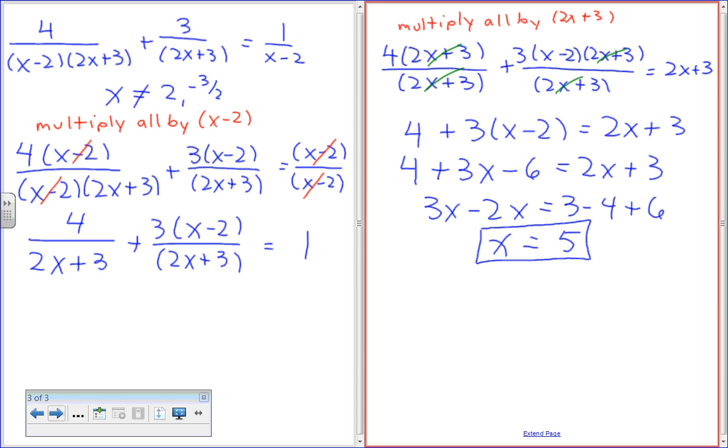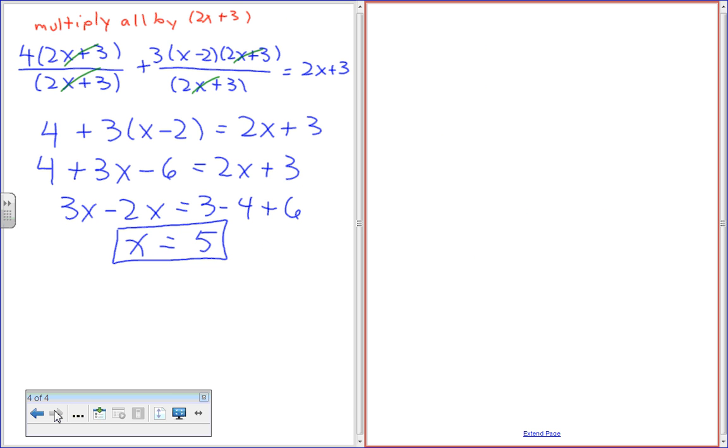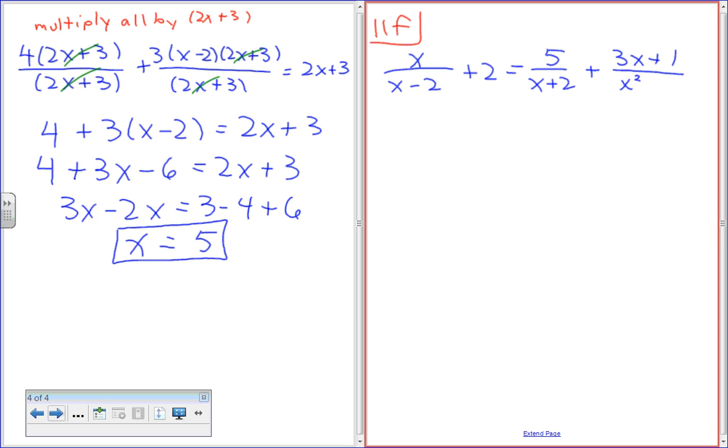Okay, I'm going to do F right now quickly from last night. Then we'll get started with today's lesson. Any other questions? All right, this is 11F. 11F says x over x minus 2 plus 2 equals 5 over x plus 2 plus 3x plus 1 all over x squared minus 4.